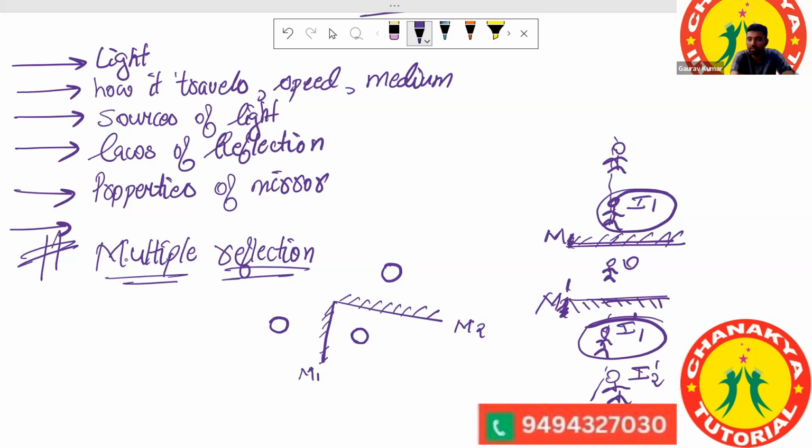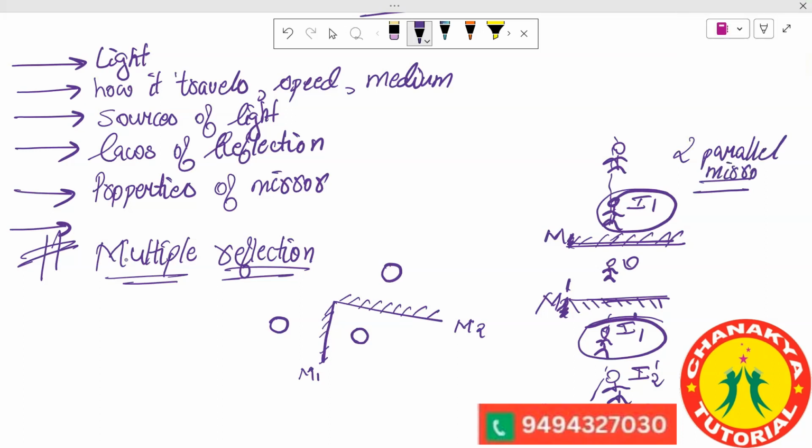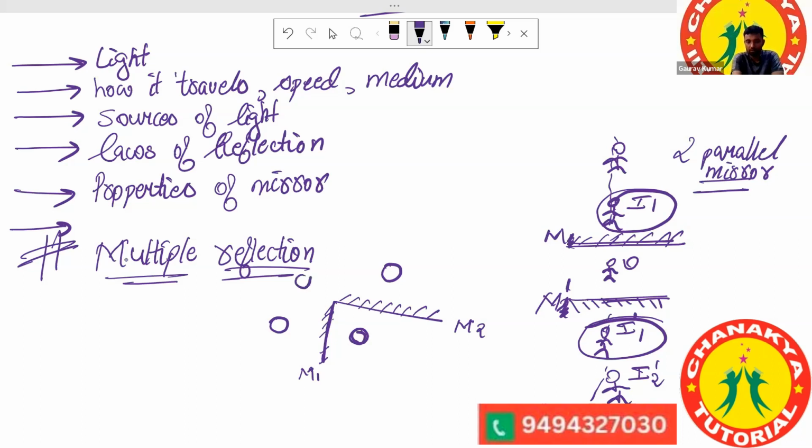So this is evident only when there are two parallel mirrors, when the infinite number of images are created. Yes, sir. But in this case, like I have told you about the coin, there won't be an infinite number of images. There could be one, two, three images. There could be four images or five images, but there won't be an infinite number of images, because they are inclined at some angle.